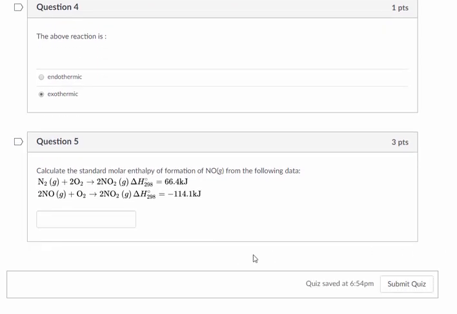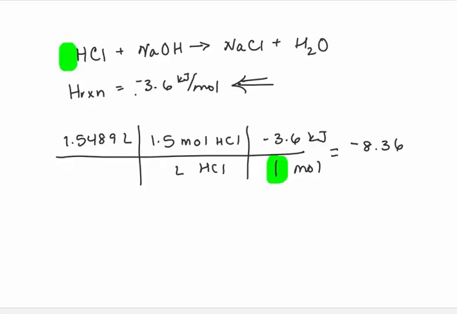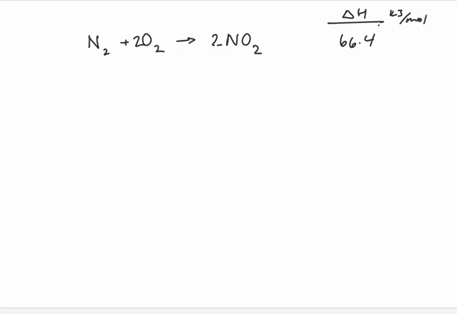And number 5, we're going to calculate standard molar enthalpy of formation from the following data. So this is a Hess's law equation. What I'm going to do is write these down real quick. I'm going to leave the phases off just because this gets messy enough. So I have my N2 plus my 2O2 reacts to form 2NO2. I'm going to put my delta H's over here, 66.4. And these are all going to be kilojoules per mole. And then I have 2NO plus O2 reacts to form 2NO2. That's a negative 114.1.